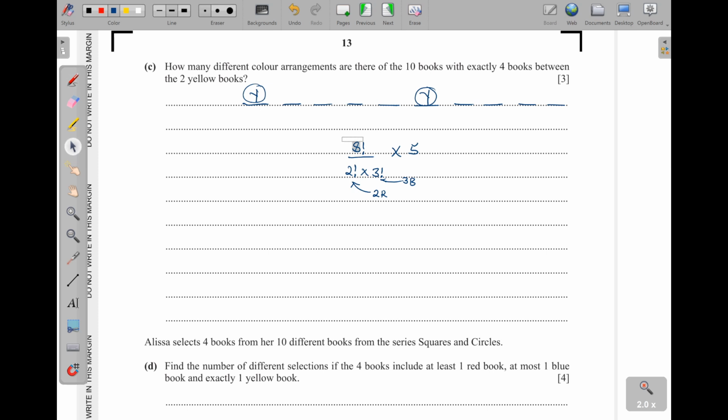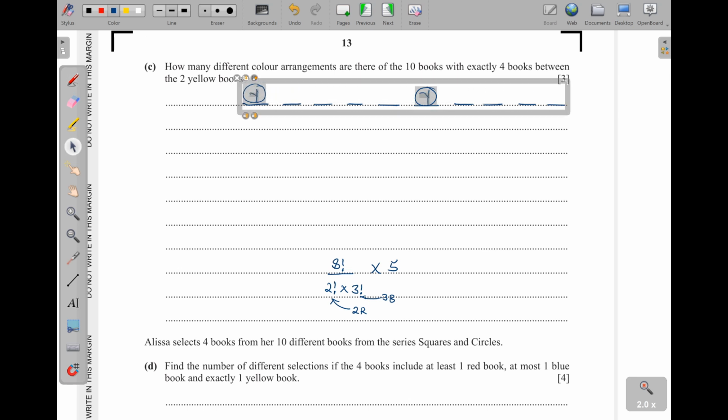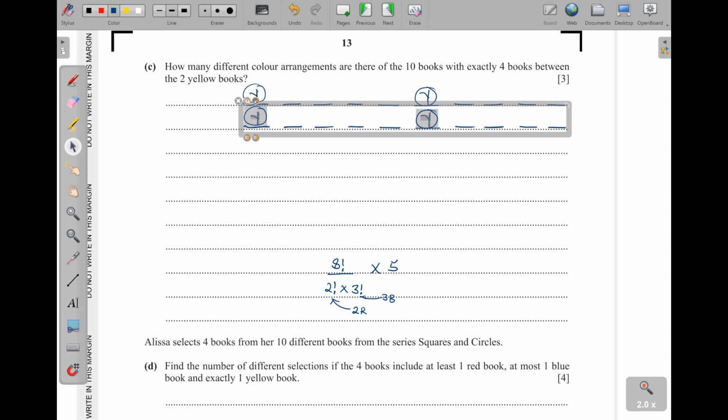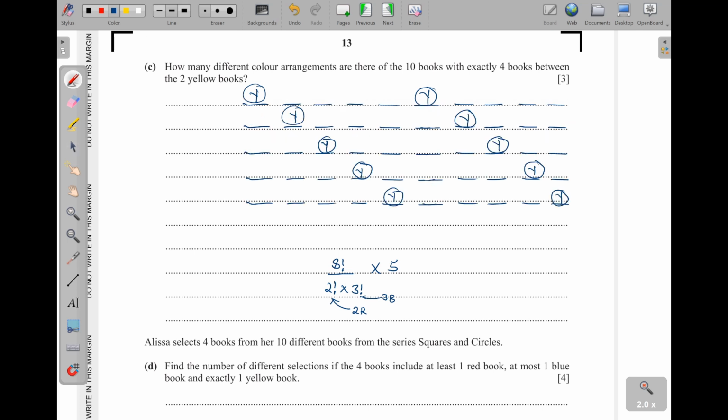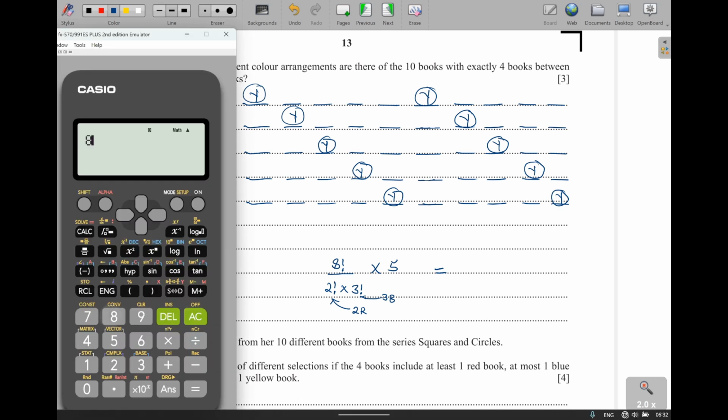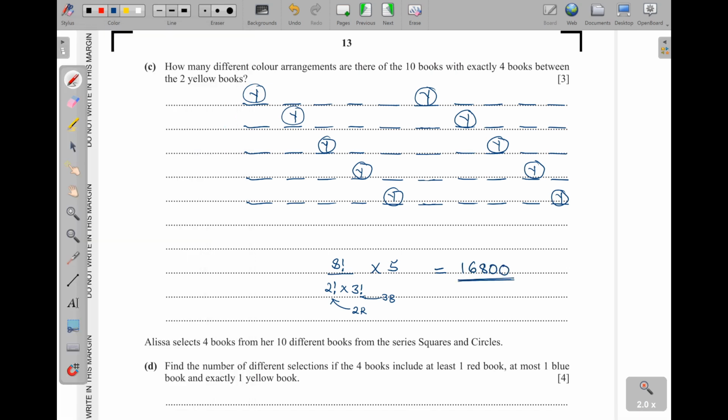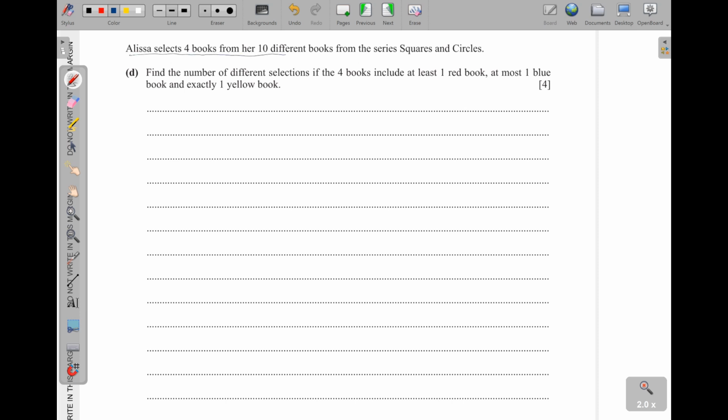Actually, let me just put this one here down for you, and I'm going to copy the whole of this, then put it here. Okay, so those are the 5s that we are talking about. So altogether, what is our answer here? 8 factorial, then divide by 2 factorial times 3 factorial, then after times 5. That is 16800.